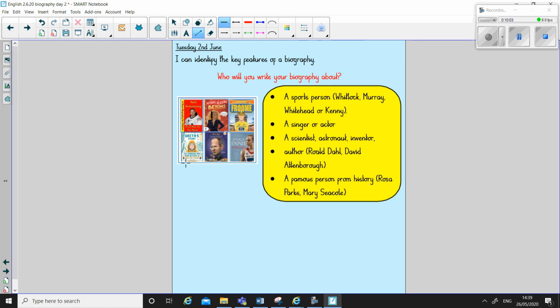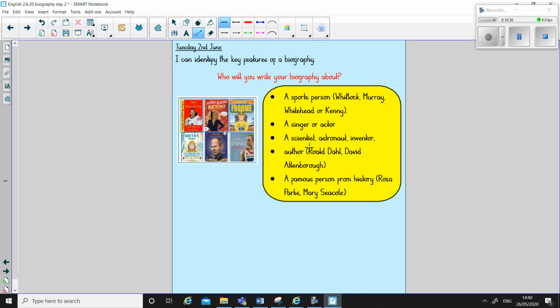That's the most of the work today. Let's just think about who you're going to write your biography about. It could be a sports person. You might love football or tennis or swimming or dance. You could pick one of the 4 family captains, Whitlock, Murray, Whitehead or Kenny. If you want to do some more research about them and find out about them, that could be the person that you do. It could be a singer or an actor. It could be a scientist, an astronaut or an inventor. It could be an author, Roald Dahl.